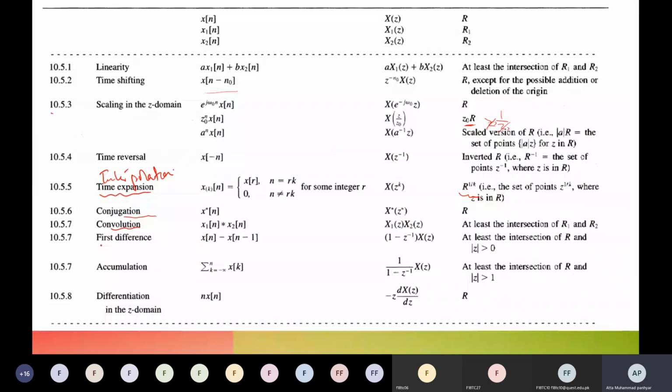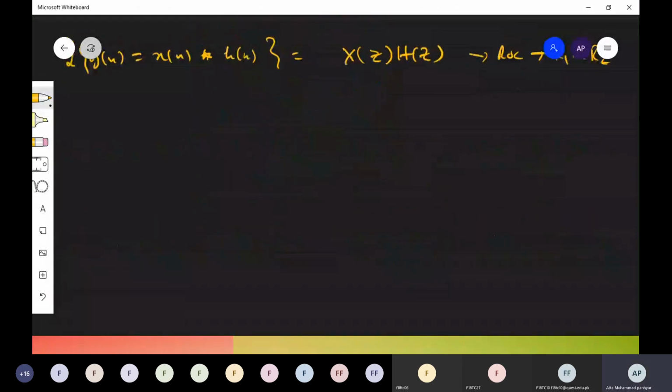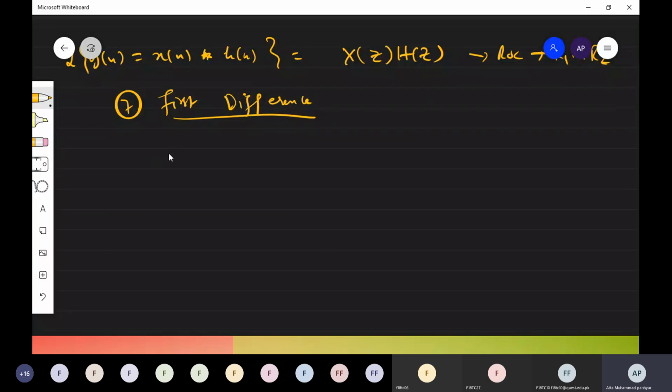So the next property in the list is the first difference, right? I think it is now the seventh property, first difference. What does first difference say?